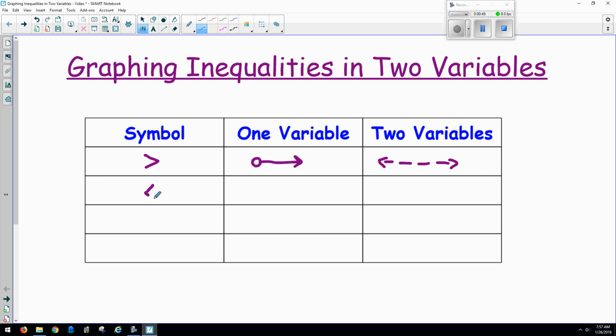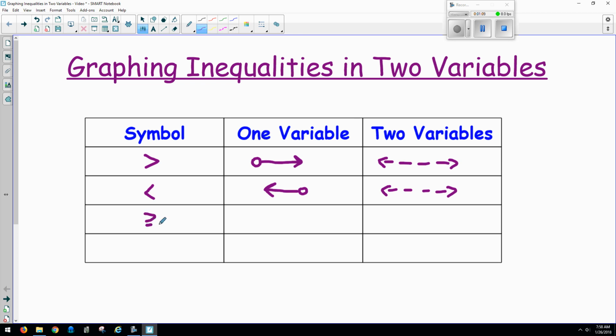Next one is going to be less than. And if it was just one variable on a number line, it would be an open circle pointing to the left. And that's also going to be a dashed line. And again, you'll see what I mean in just a bit.